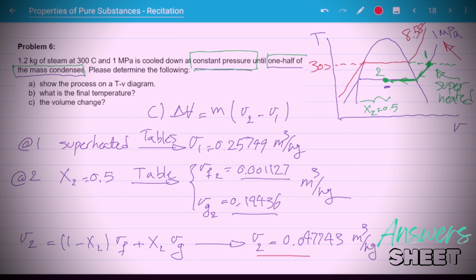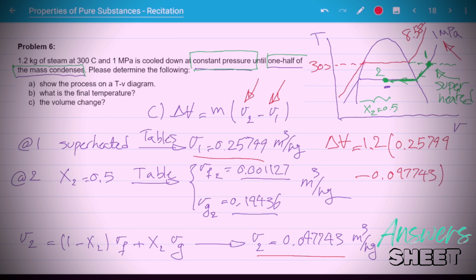Okay, now we have both specific volumes. We can plug in back into our equation. Change of total volume is mass 1.2 times 0.25799 minus 0.097743, which will give us a change of volume of 0.1923 meters cubed.